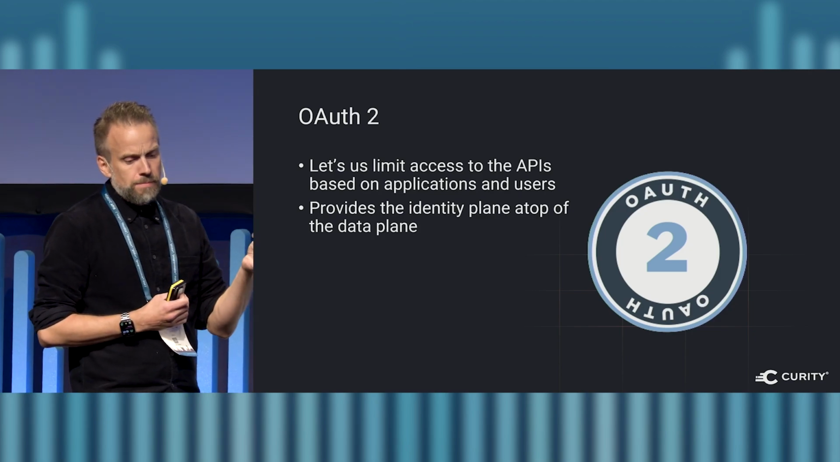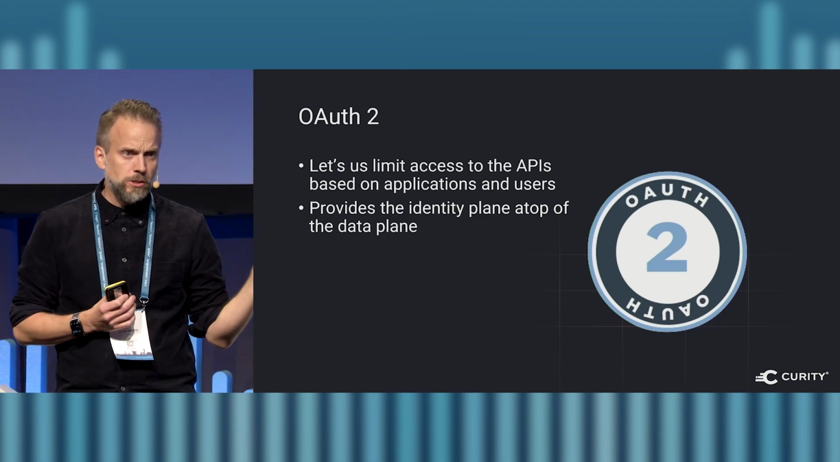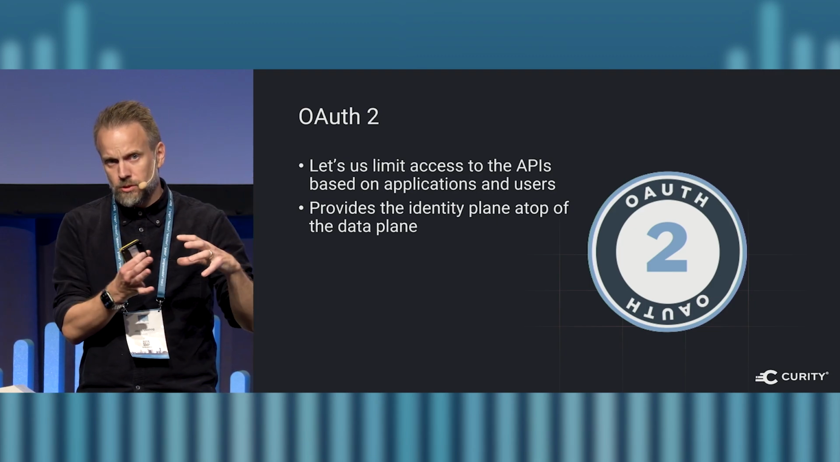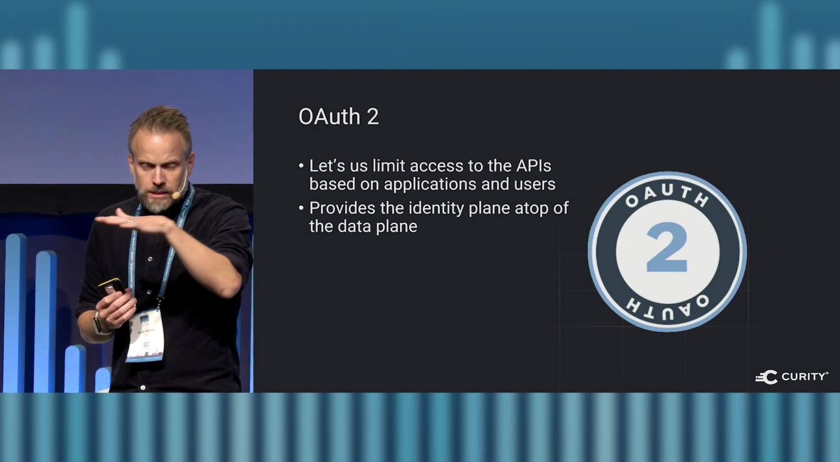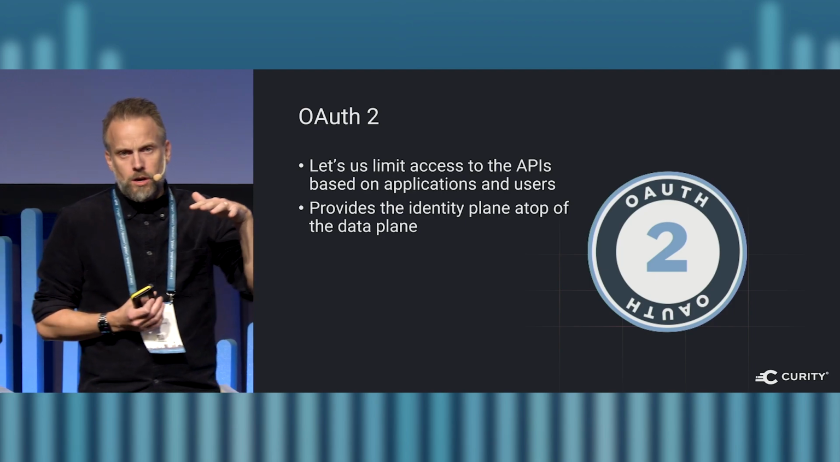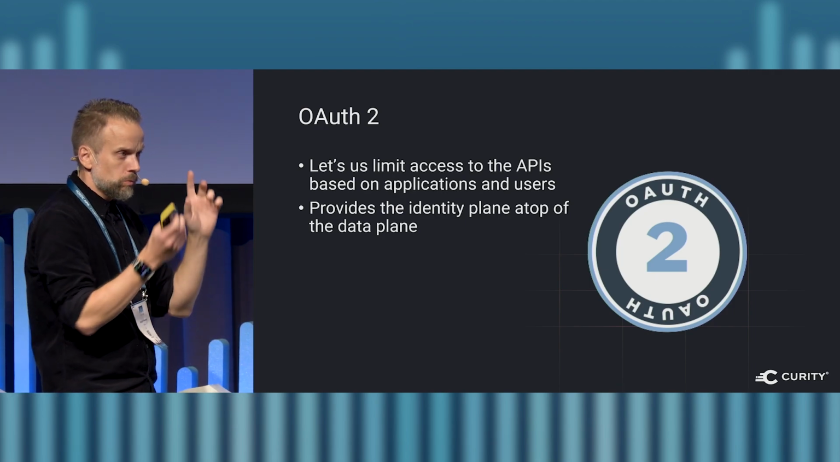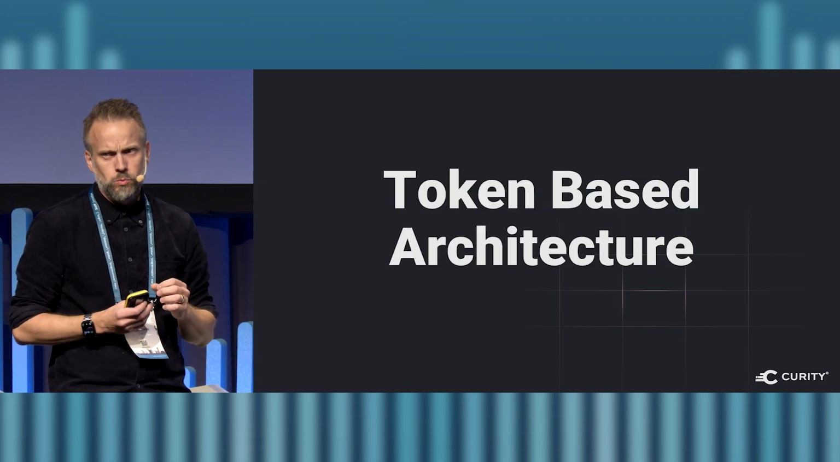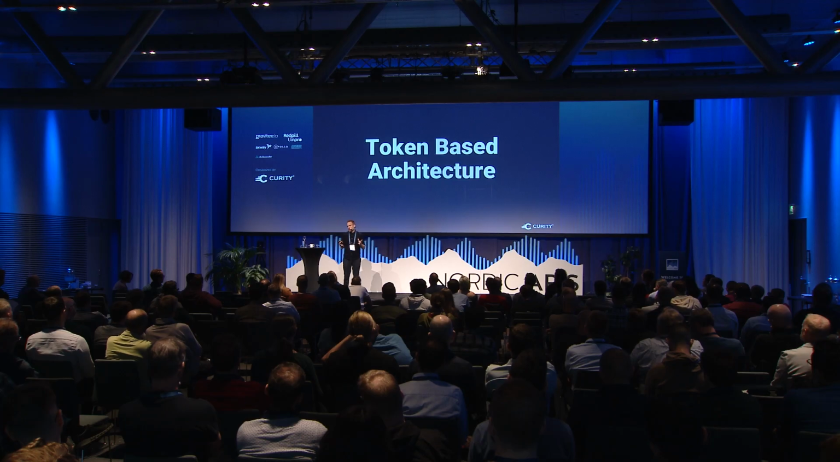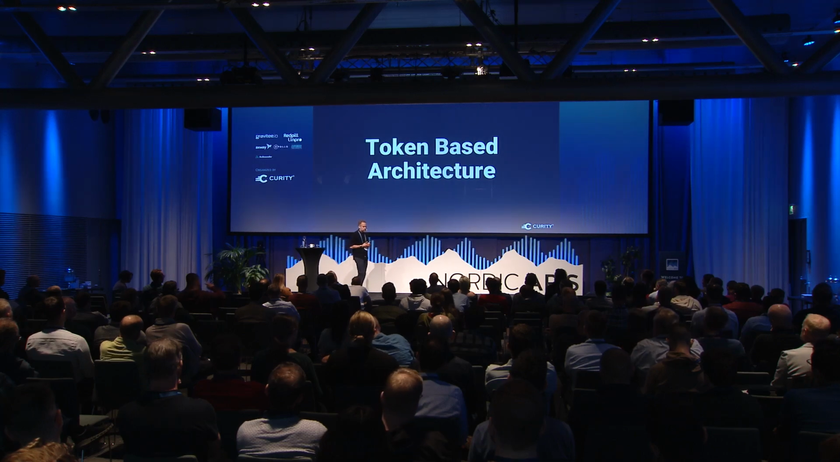But it lets us limit the access to APIs based on the user and the application together. And it provides this identity plane, if you will, on top of the data plane. So it kind of adds all this information, which is super useful. But what we're really doing with OAuth is we're building a token-based architecture. That's the abstract notion of things. Because we're using tokens to make sure we have identity flowing, we know who can access what at all times. And tokens turn out to be a great tool for this.